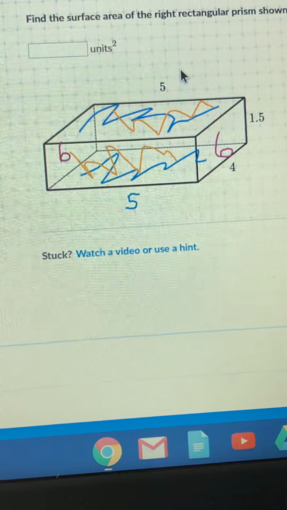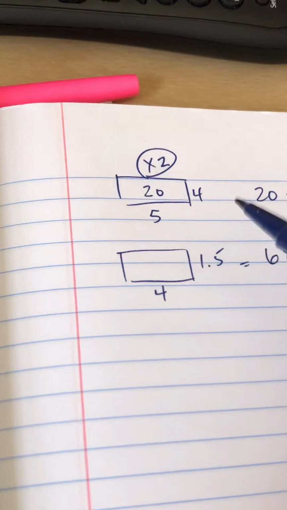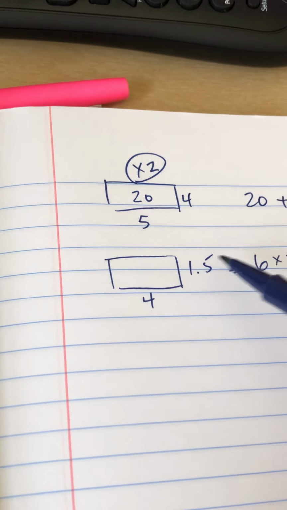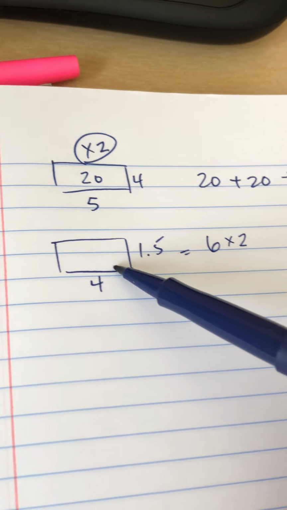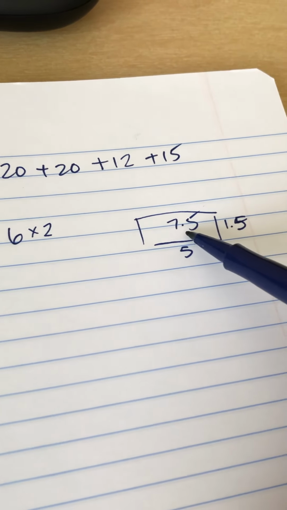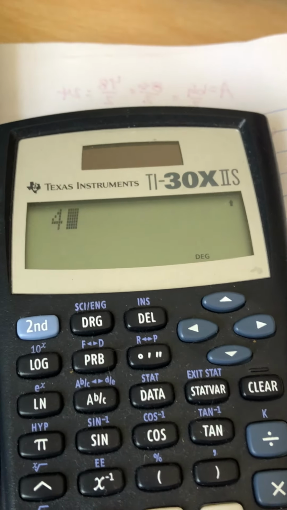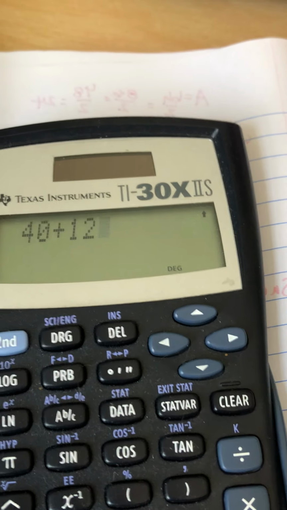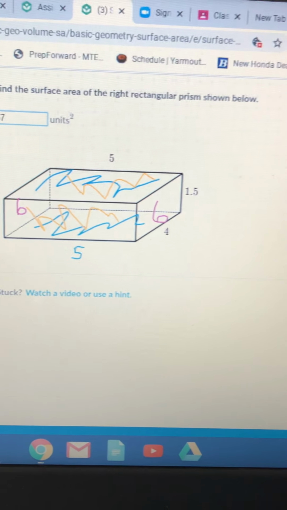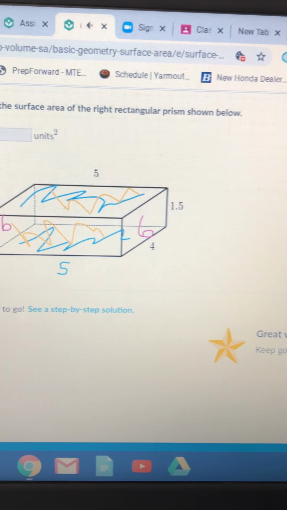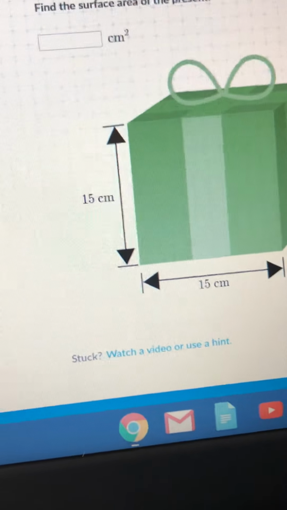So this is a little messy, kind of chicken scratchy here, but we have these two that are each 20. So it's 20 plus 20, or I could have just multiplied by 2 and got 40. We have 2 that are 6, so there's your 12. And then we have 2 that are 7.5, so there's your 15. So if we add them all together, we have 20 plus 20 is 40, plus 12 plus 15 is 67. So this is 67 units squared, or square units.